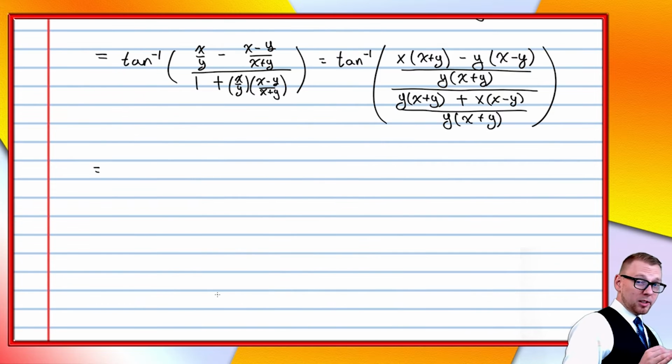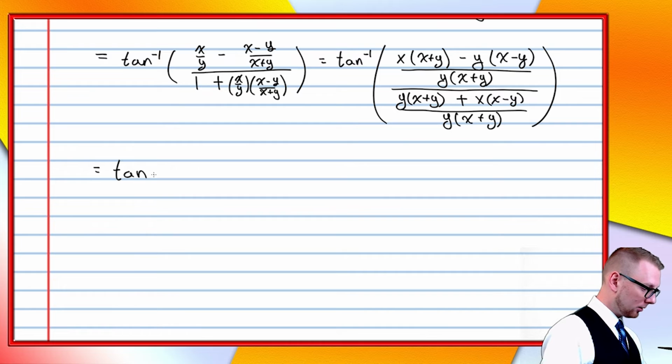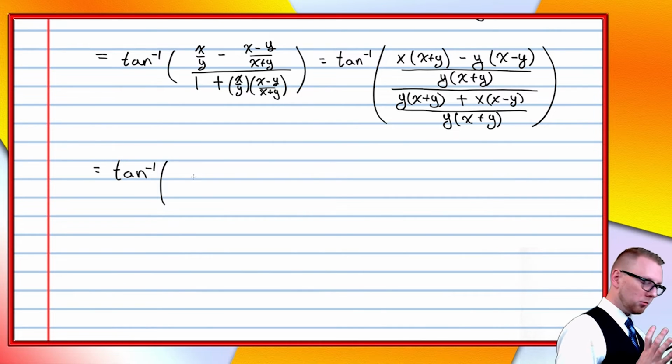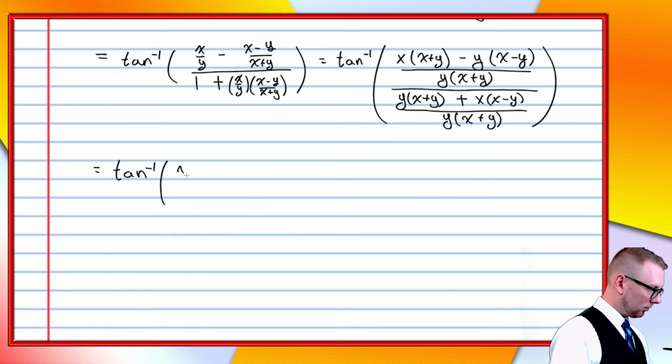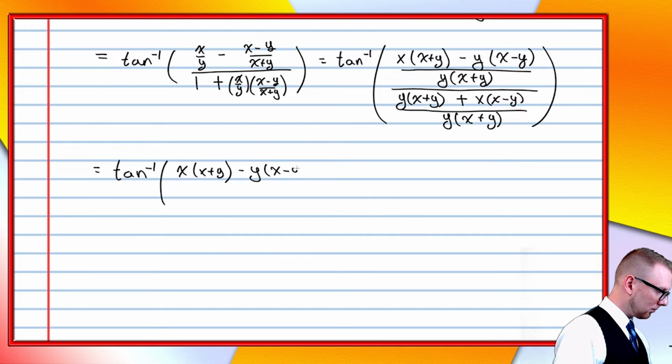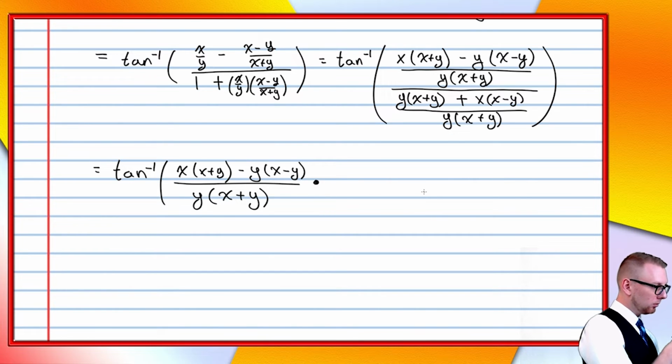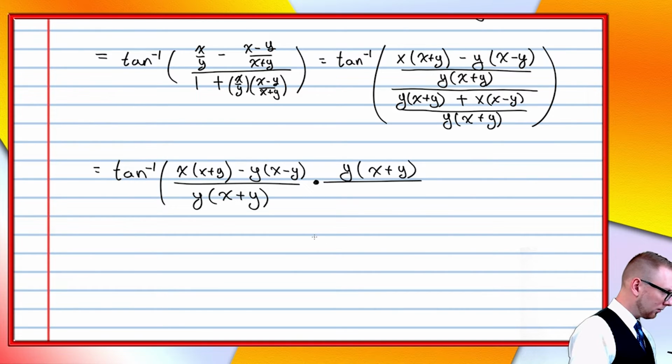Dividing by fractions, multiplied by the reciprocal. So this one here on the bottom, we'll reciprocate. So we'll have the tan inverse. And I'm just going to not multiply anything out yet. I'm just going to flip it. x times x plus y minus y times x minus y over y times x plus y multiplied by, well, y times x plus y over y times x plus y plus x times x minus y.